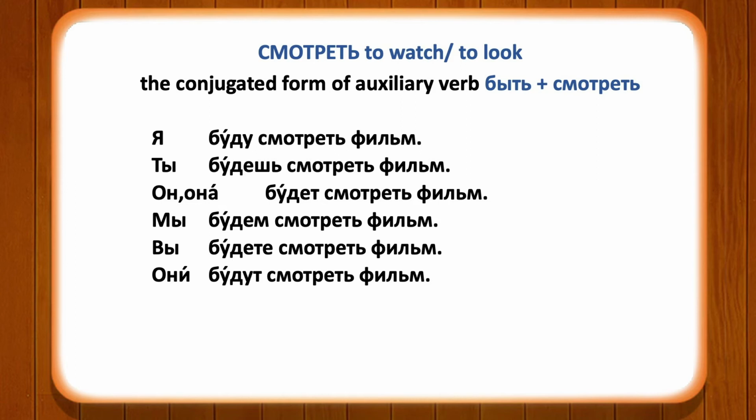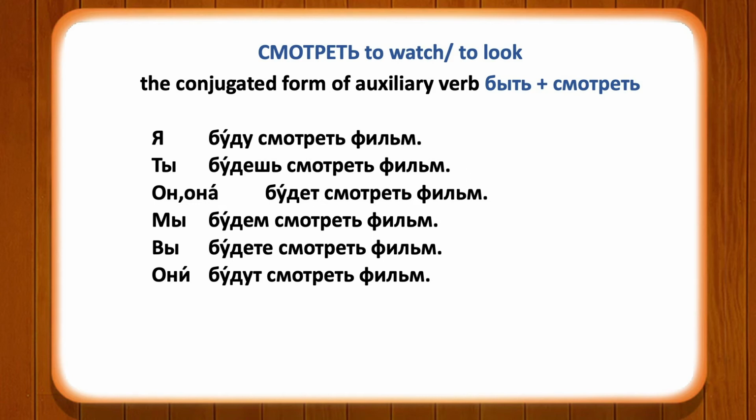Let us add the word film and make a sentence in future tense by using the verb смотреть. So if we have to say I will be watching a film, then we can make a sentence like this. Я буду смотреть film. It means I will be watching a film or I will watch a film.